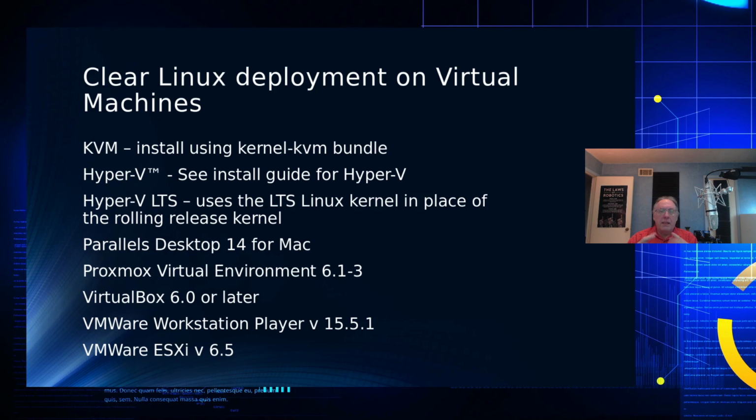Also, there are install guides for Hyper-V and Hyper-V LTS. That refers to the fact that you can deploy Clear Linux with a rolling kernel, so you'll have 5.5 or whatever the latest release of the Linux kernel is, or you can install an LTS version, which means it'll be 4.19. If you're deploying this into production environments, you'll probably find that most people would install the LTS, not the rolling. It also has support for Parallels Desktop 14 for Mac. I don't know if those are the minimum requirements. These are the ones that are just on their website.